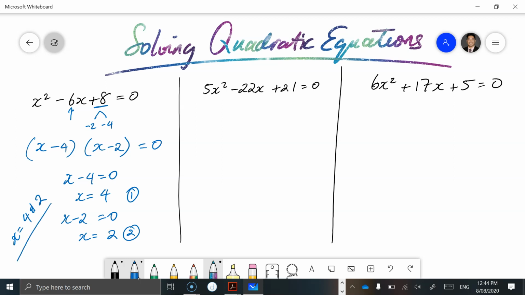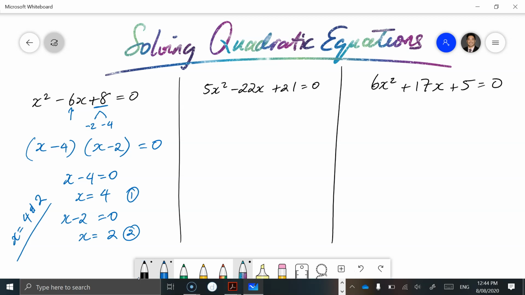Okay, now we're looking at the next one here. Obviously, it is not monic. The coefficient of x squared is 5, and there aren't any common factors with all three numbers. 5 is a prime, and 22 and 21 have different factors. So the question is, what do we do here?